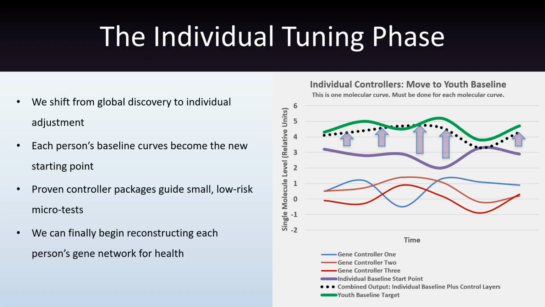We repeat the same process as before, but now using only proven controllers. Small, low-risk microtests show which packages move an individual's molecular patterns toward those youth curves. Because the global discovery work is complete, the individual phase becomes far more manageable. The tools are proven, the youth baselines are mapped, and the risks are much lower. It isn't instant, but it's steady and practical. A data-driven way to guide each person's molecular profile back toward youthful patterns.